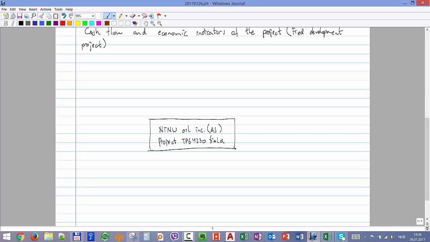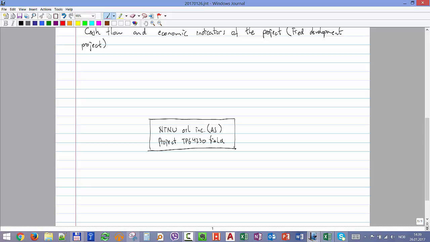Initially I'm going to put arrows into the box to show when I am getting inflow of money to the project, and arrows going out of the box to show when I have cash flow, or money, going out of the project. And it's going to change depending on where you are in the field. Initially you are spending a lot of money.